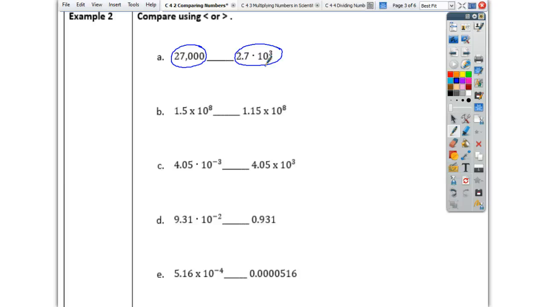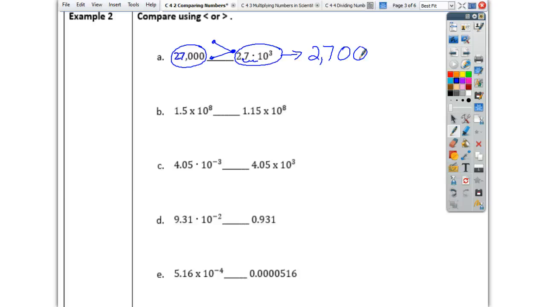On this one, I'll change the scientific notation into standard form. So my decimal here, I move it 3 times. I'm going to get 2,700. I moved it 3 times. I now have 2,700. Now I can easily tell that that is smaller than 27,000. So this is smaller, gets 1 point. This is bigger, gets the 2. We connect. So 27,000 is greater than 2,700. Letter B.